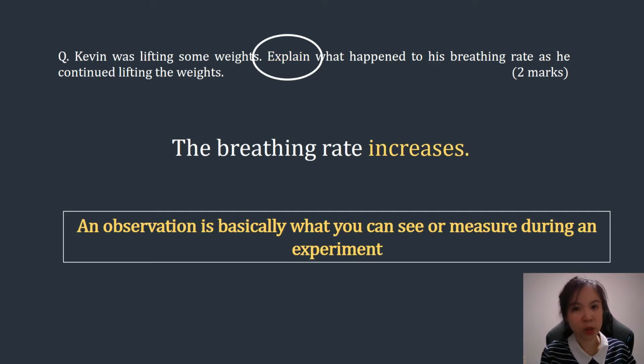What the student has done over here is merely stating the observation. The observation is basically what you can see or measure during an experiment. If the question says, state what happened to his breathing rate, he will be able to get full marks for his answer then. But usually with question asking you to state what happens, you are usually only credited 1 mark.